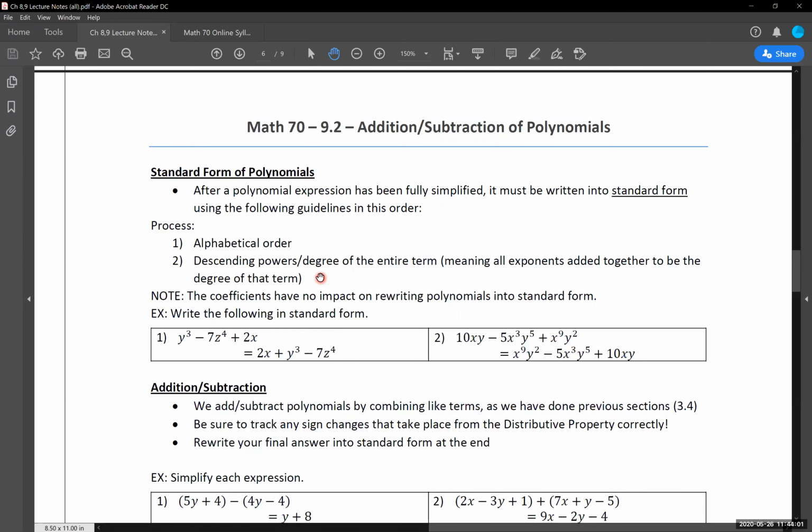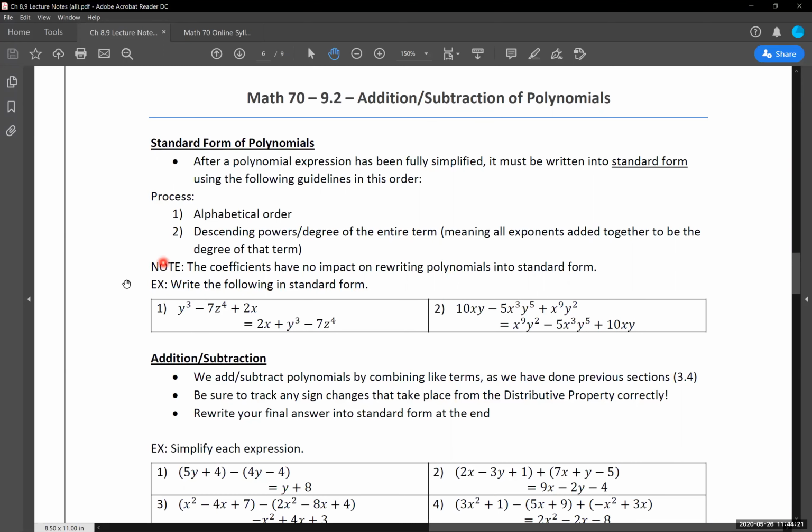When we are doing this, the coefficients have no impact on rewriting the polynomials into standard form in any way, shape, or form. The only thing that dictates how I'm going to move these things around is what the variables are and what the exponents attached to those variables are.